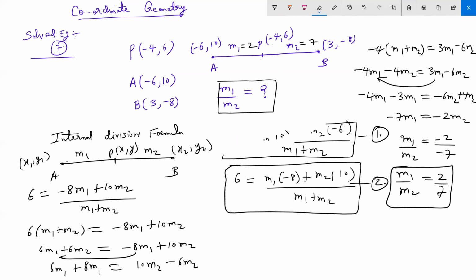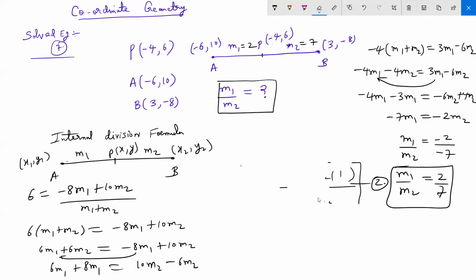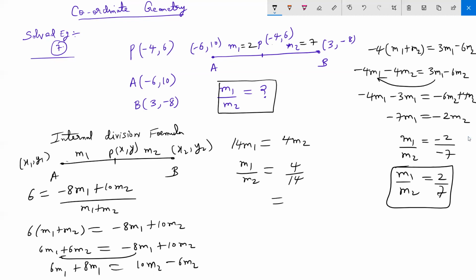So by using the first equation, the ratio of m1 and m2 is computed as 2:7. And from the second equation also, the same 2:7 should come. That means whatever calculation you have done is correct. If the same 2:7 does not come from the second equation, then you have made a mistake somewhere. So 6m1 plus 8m1 will be 14m1, and 10m2 minus 6m2 will be 4m2. So m2 will be transposed under m1, and 14 under 4. I can reduce this further by dividing by 2: 2 2s are 4, 2 7s are 14. So here also the ratio of m1 and m2 came as 2:7. That means whatever ratio you have calculated is correct.